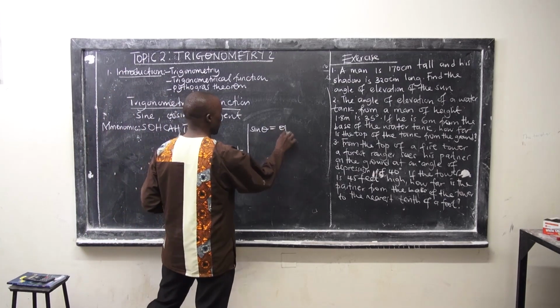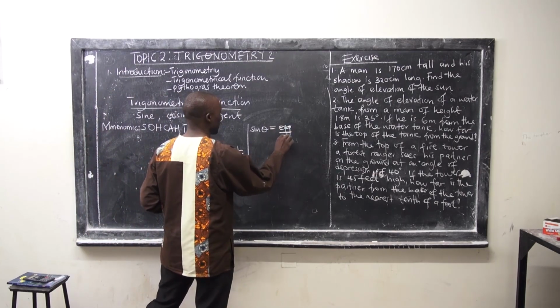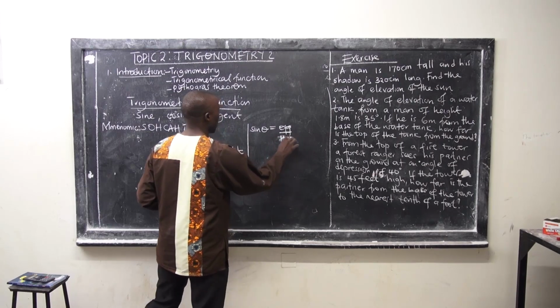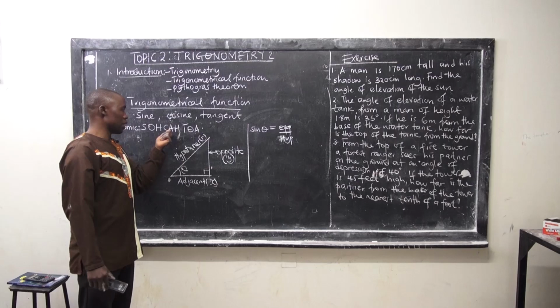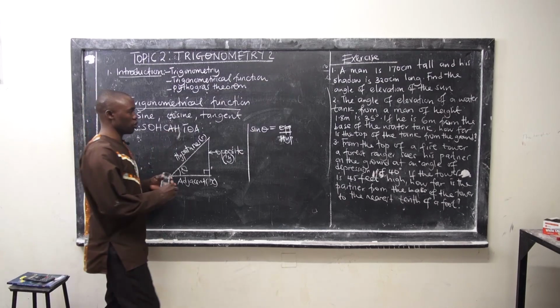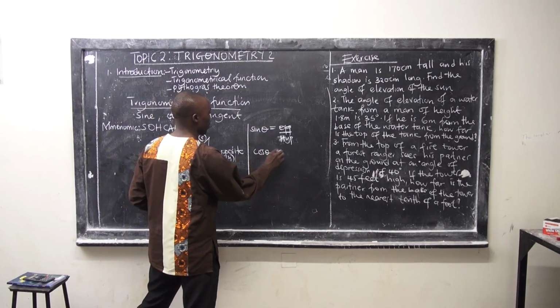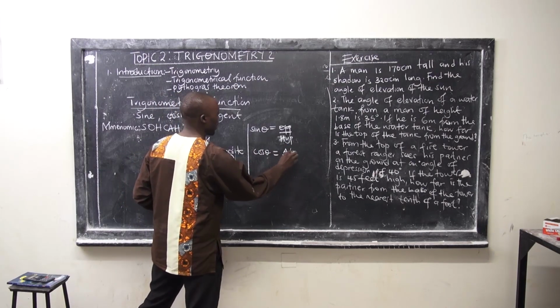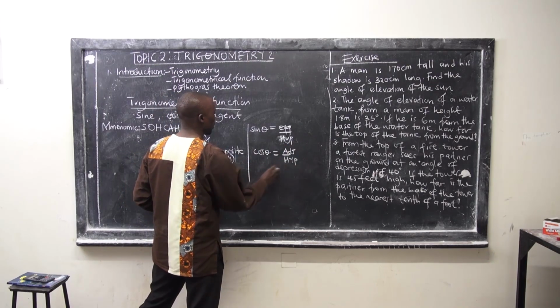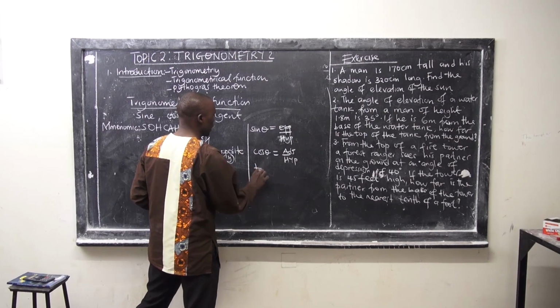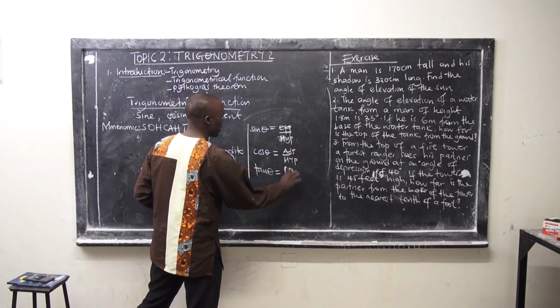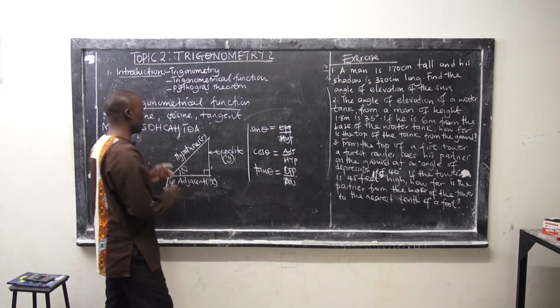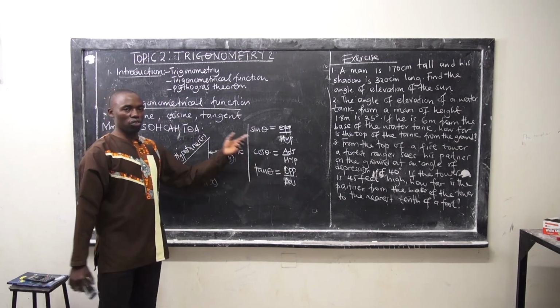So sine will be given as opposite divided by the hypotenuse. From this SOHCAHTOA expression, cos will be adjacent divided by hypotenuse. So cos the key angle will be adjacent divided by the hypotenuse. Then we shall also have tan the reference angle will be opposite divided by the adjacent. So from this mnemonic we can be able to build those formulas.